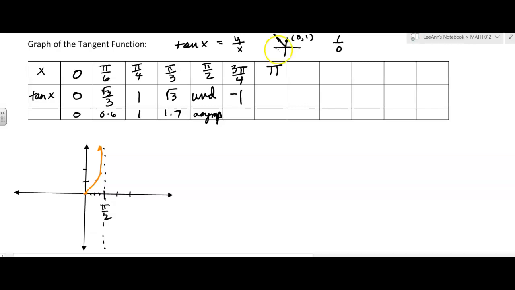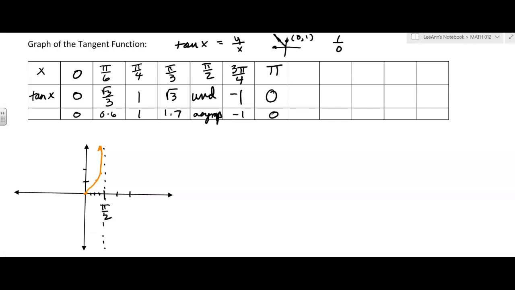But then what happens if you come to pi? Well, you're going to be at 0, right? Okay. So we have negative 1 and 0. Now you could do the other special angles in there. It'll give you more points, but I don't know that it'll help you graph it any better than the first section we did.